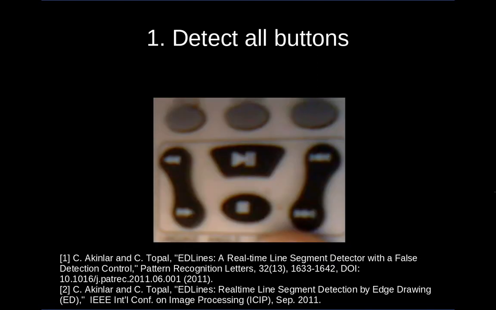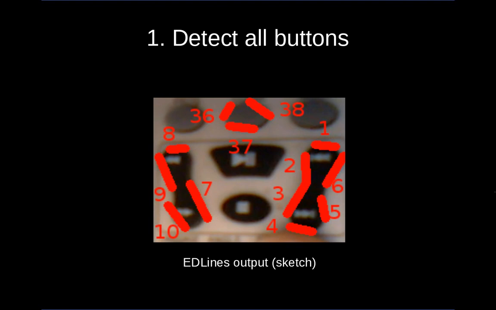Our segmentation algorithm is based on ED lines, a very fast line segment detector. This is how an output of that detector might look like. Each red line is a line segment. As you can see, the segments are ordered in such a way that those belonging to the same button have subsequent indices.